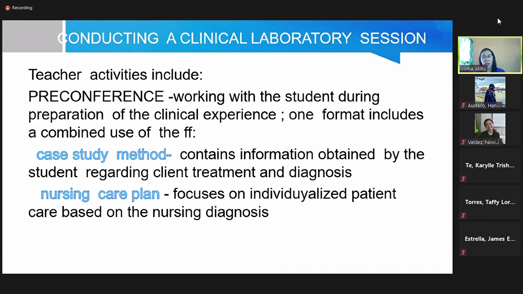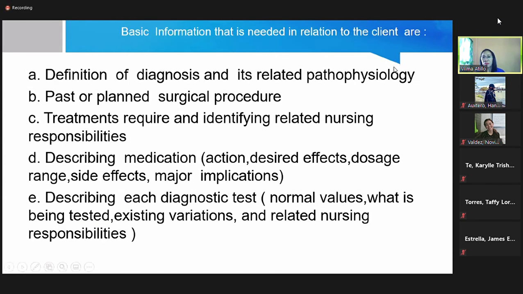So nursing care plan, this is actually individual. Individual care plan that focuses on individualized patient care based on the nursing diagnosis. So lahat kayo are expected by the clinical instructor to have the NCP. But of course, before you do it, during the orientation, it will be discussed by the clinical instructors how to go along with your NCP as well as with your case study method. Questions? Hello? None, ma'am. Okay.